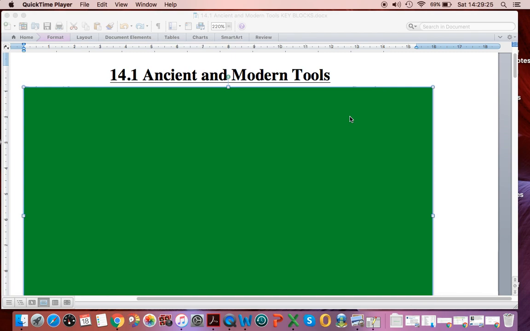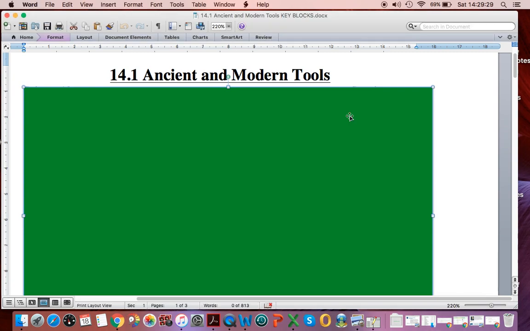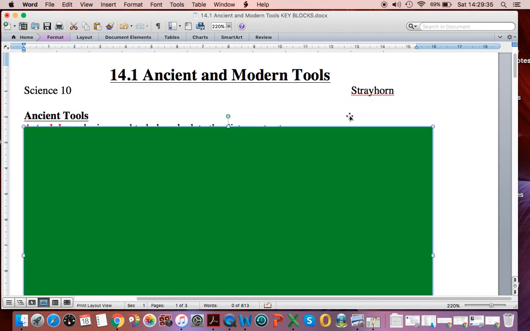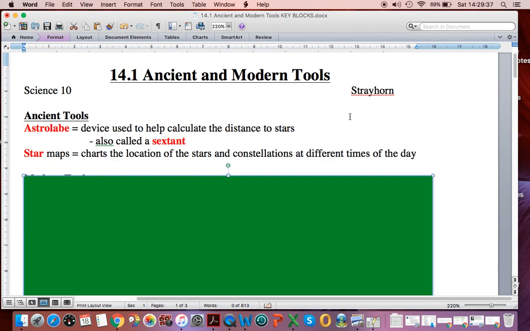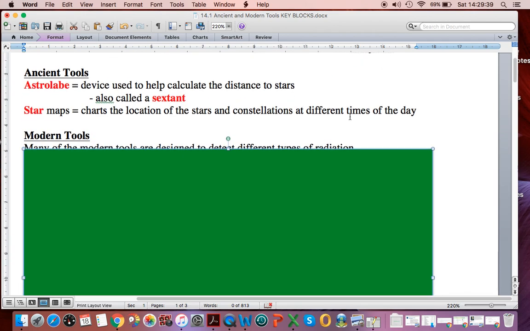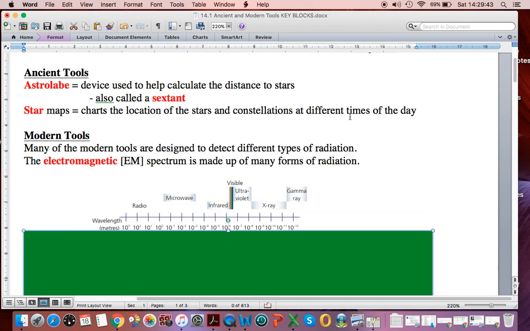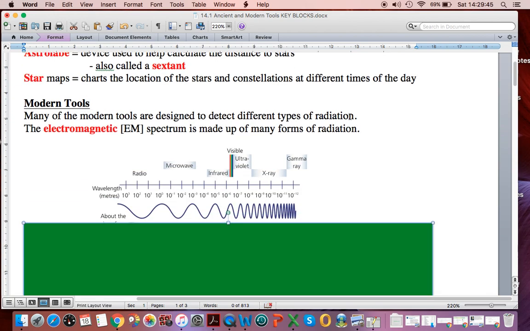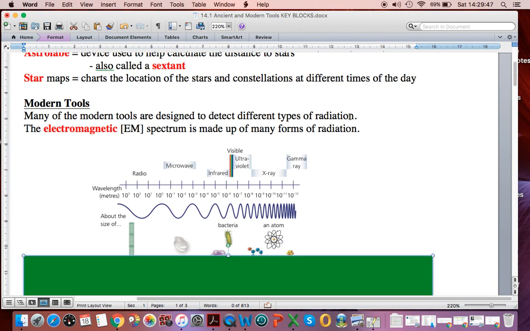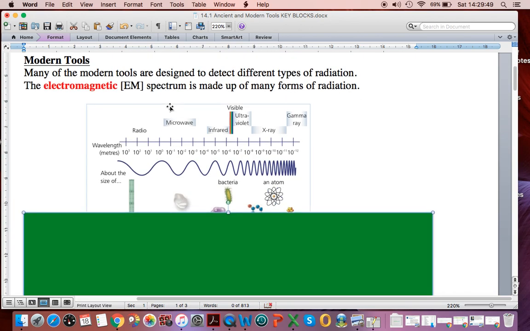This is looking at ancient and modern tools of astronomy, and we're probably more interested in the modern tools, but let's go through what we've got here. So a few terms to fill in, and this is where we're really interested in things. We have something called the modern tools section, and from grade 8 you should recall the electromagnetic spectrum.